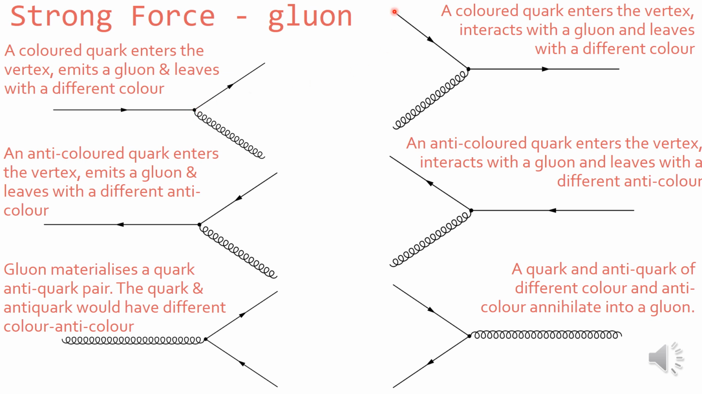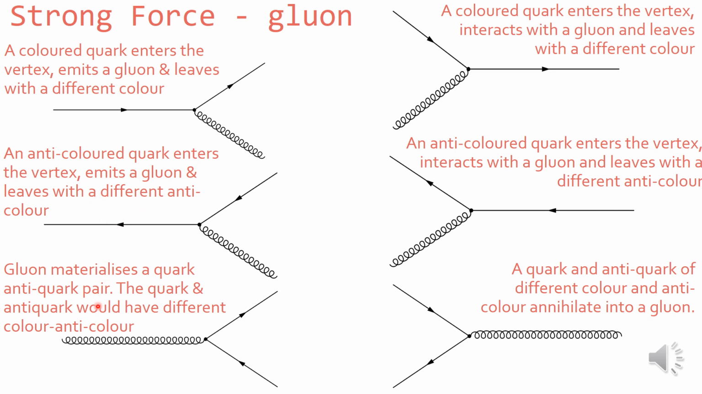Okay. So here we can see that a coloured quark enters the vertex, interacts with our gluon, and leaves again with a different colour. Here, notice the arrow is facing backwards. So you've got an anti-coloured quark, so let's say this is anti-green, enters our vertex, emits a gluon, and leaves with a different anti-colour. So this could be anti-blue. And here we have an anti-coloured quark, so let's say that's anti-red, is entering our vertex, interacts with the gluon, and leaves with a different colour. So that could be anti-green.